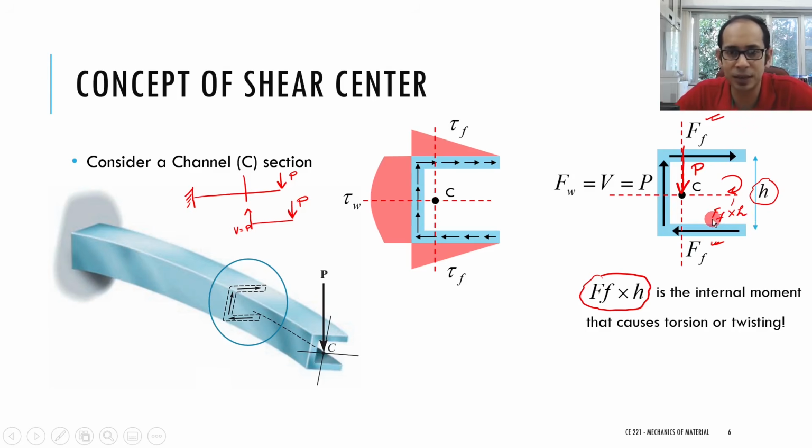Now to cancel that moment, instead of applying P at the centroid, to cancel this clockwise moment, I must have an anti-clockwise moment somewhere. I must put my load P at a particular place where it causes an anti-clockwise moment equal in magnitude to this ff times h, so that the entire twisting moment is cancelled out. Now I am free to apply this load P anywhere about this horizontal axis. Here I have applied it at the centroid. I can shift it to the right, I can shift it to the left, I can have some attachments to the beam, and I will come to the picture for that one.